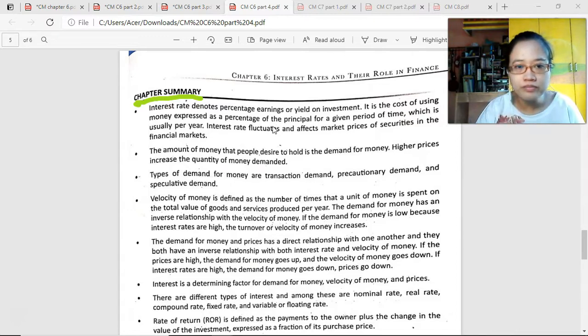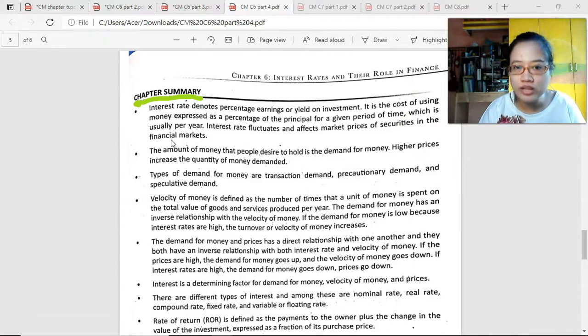Okay. The amount of money that people desire to hold is the demand for money. Higher prices increase the quantity of money demanded. So how do we explain this again? Demand for money is not how much money you want to have. It's actually, out of the money that you do have, how much of it do you retain in currency form? How much of it do you save and not spend in buying goods or services?